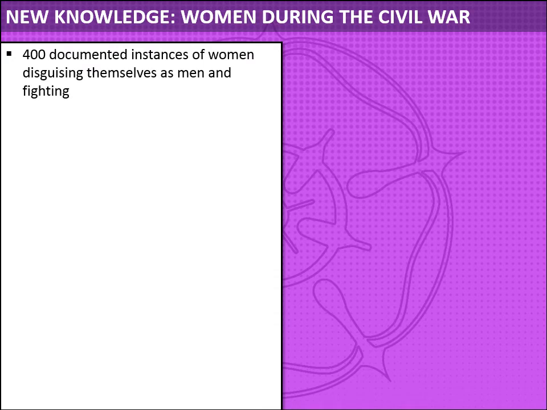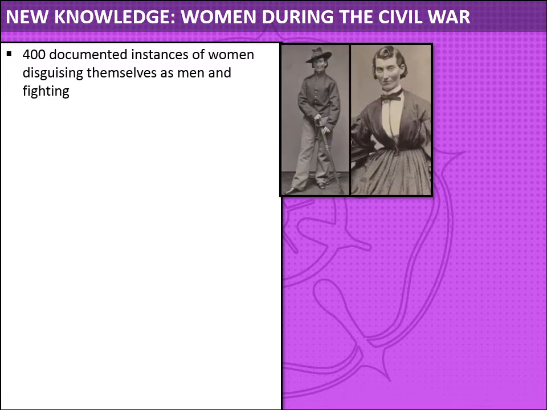Now, you might be surprised to know that there were some women who took part in the fighting. We have about 400 documented instances of women disguising themselves as men and joining the army. And again, I can show you an example here of a young woman in her feminine clothes and then in her disguise. As amazing as that sounds, you've got to remember that 400 is a lot less than the amount of women who lived during the Civil War. But again, it shows there were some women who were daring enough to disguise themselves and fight.